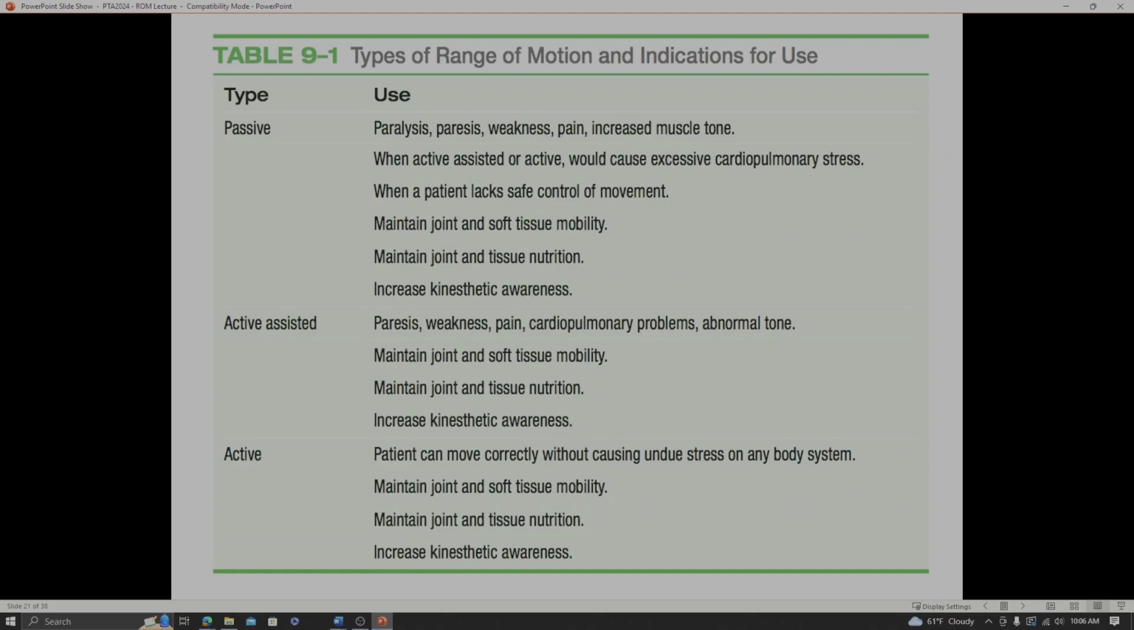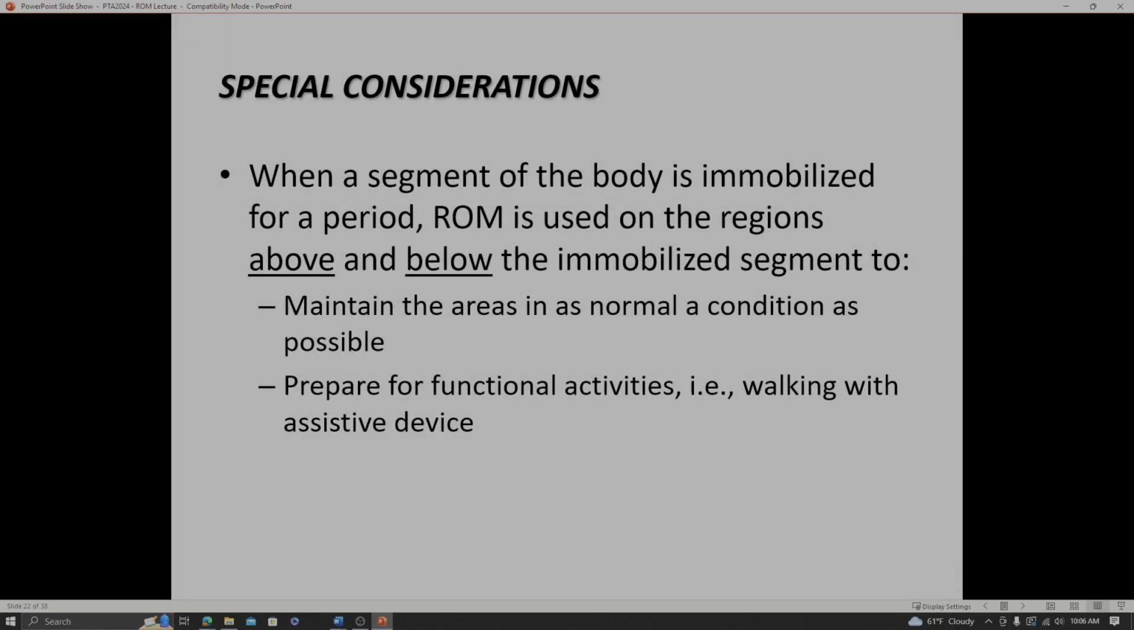Really good chart table in Cameron for types of range of motion and when you might use them. So that breaks it down. I love the charts, right? Always look at the charts. If you don't read the book, at least look at the charts.